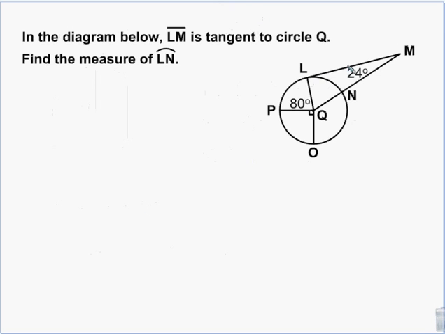Okay, here we go. LM is tangent to Q, so that makes this 90 degrees. And I want to find the arc length of LN. Well, if this is 90 and this is 24, a triangle adds up to 180. So I take 180 minus 90, which gives me 90, minus 24, which is 66 degrees. So here's 66 degrees. So the measure of arc LN is also 66 degrees. Not too bad? So as long as you know the angle, you know the arc length. So you just have to find the angle.